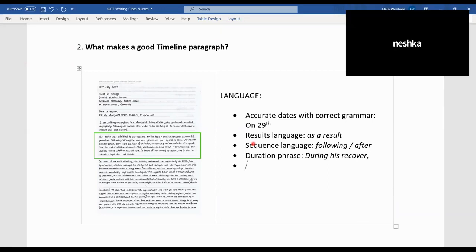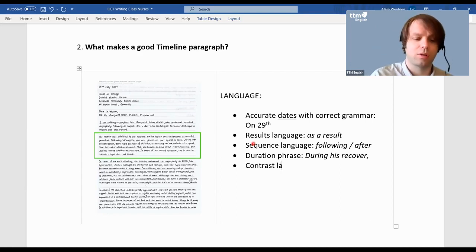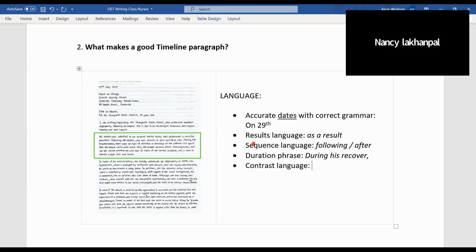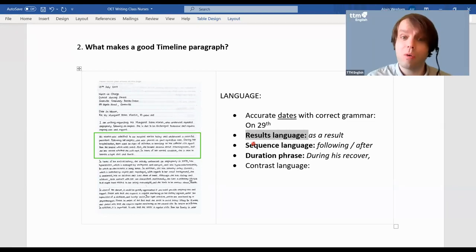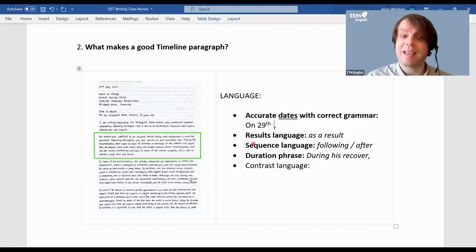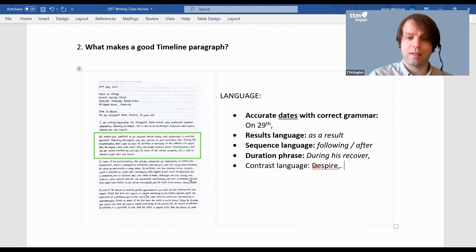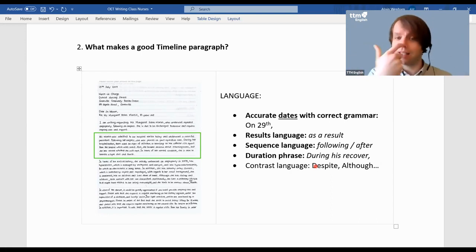There's more. Contrast. But contrast cannot always be possible to find. Exactly. But let's just think about what contrast is. Let me ask someone else. Tell me about contrast, Nancy. What's contrast language? To contrast the ideas. For example, despite that. Yeah, despite or although. What else? However. Even though. You can even say but. But is contrasting, right? So I'm just going to put despite and although, that kind of thing. That makes a good timeline paragraph because it shows how things are different. It connects things together as well.